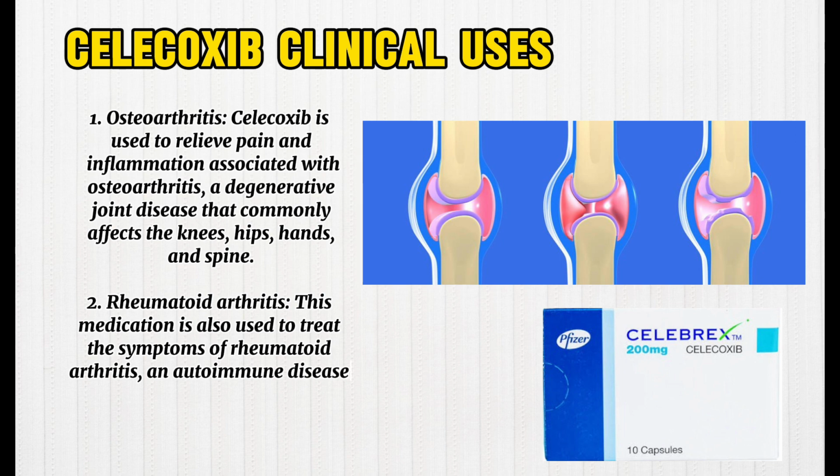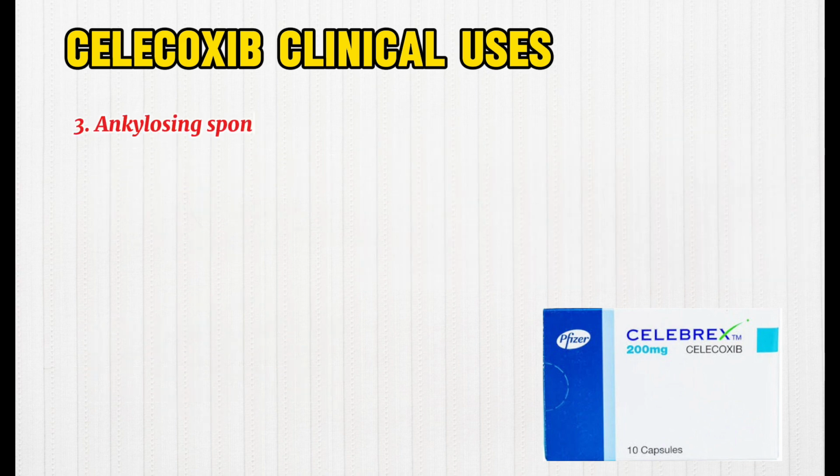2. Rheumatoid arthritis. This medication is also used to treat the symptoms of rheumatoid arthritis, an autoimmune disease that causes joint pain, swelling, and stiffness.